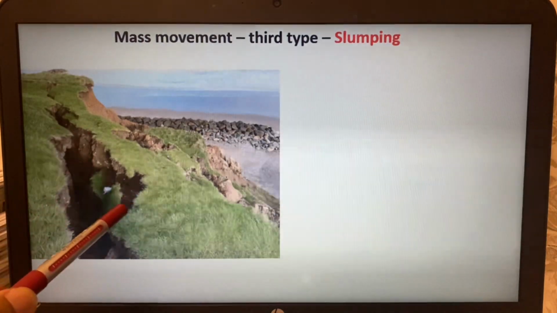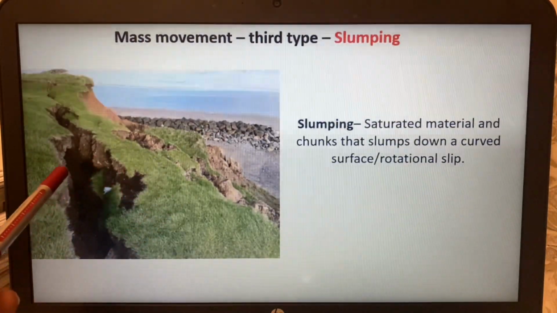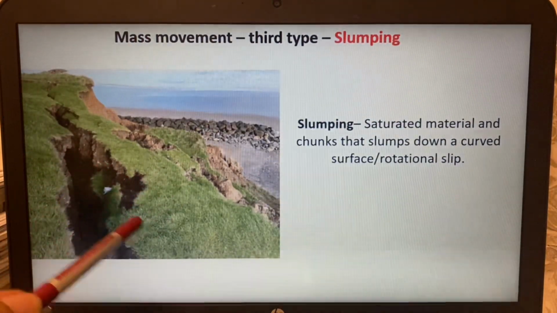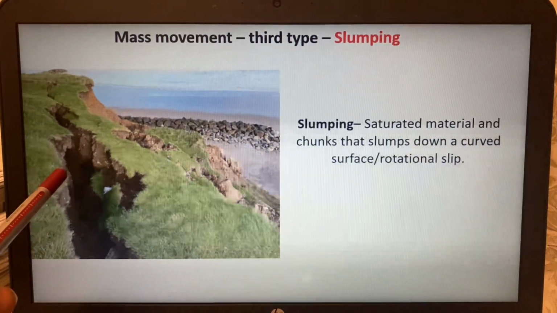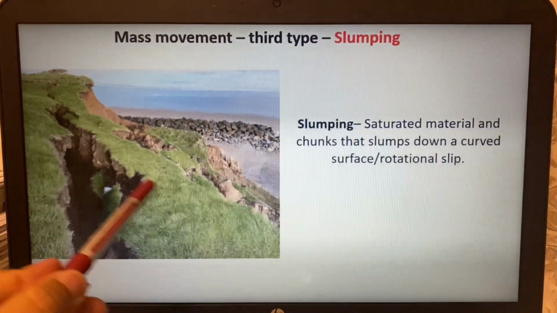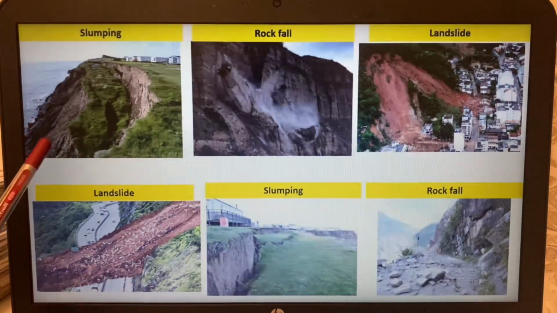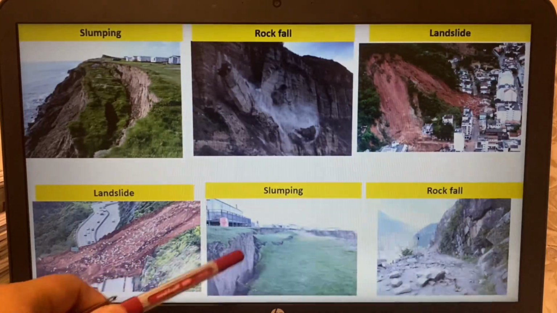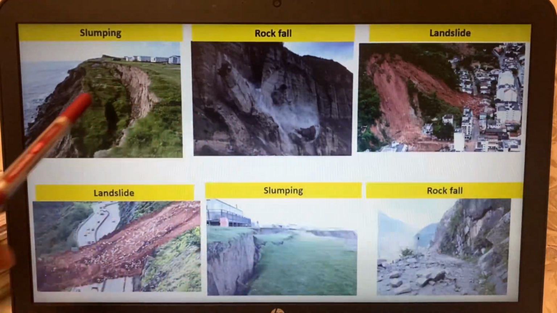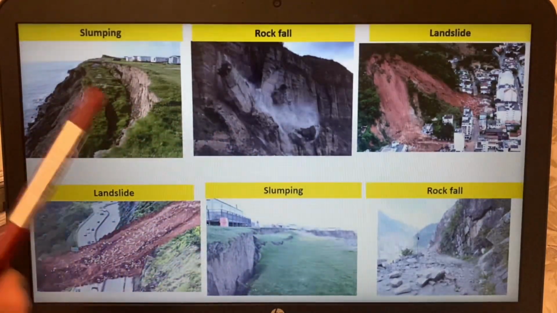So what's the definition of this? This is material that's really heavy after rainfall, and we call it slumping because it's slumped down on a curved surface. Look at the different examples of slumping. You should be able to identify them or even describe what each one is like. So on your worksheet, make sure you complete the questions there.